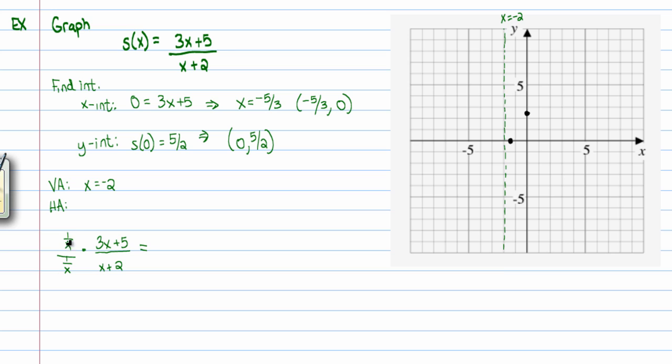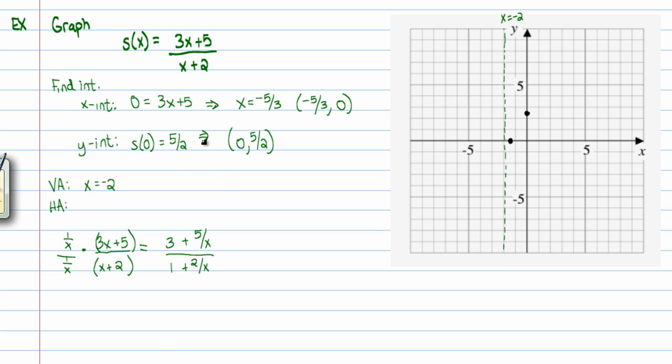If I do that, think about that, I'm only multiplying by the number 1, because 1 over x is just 1. I'm not really changing anything. But if I distribute that 1 over x into both numerator and denominator, you get the following: 3 plus 5 over x, and then on the bottom, you get 1 plus 2 over x.